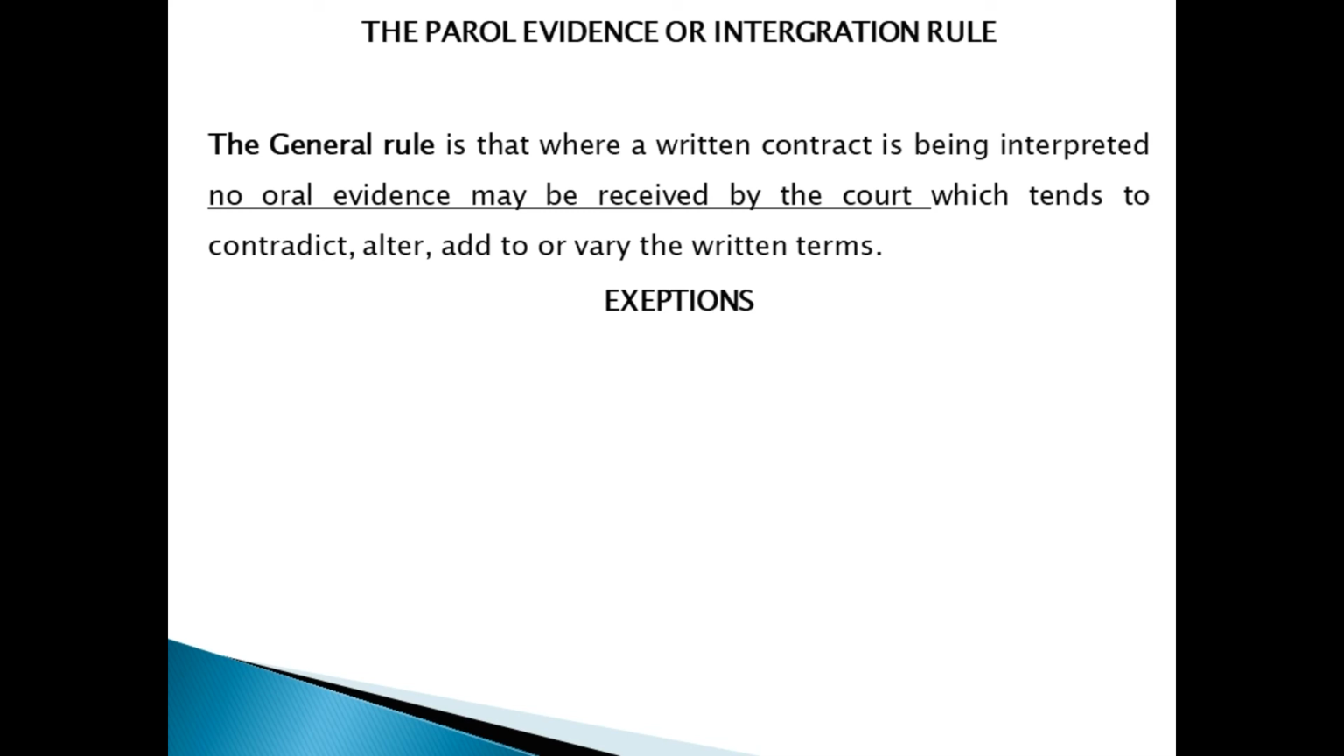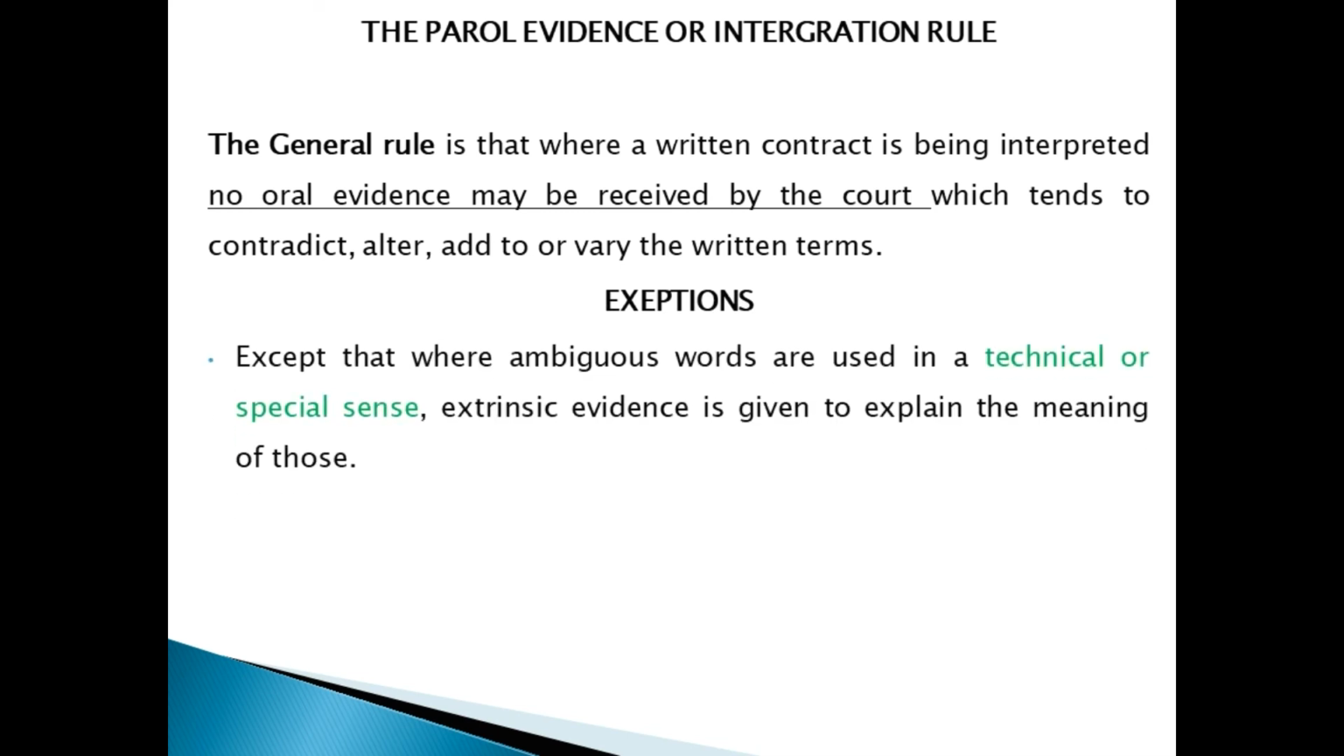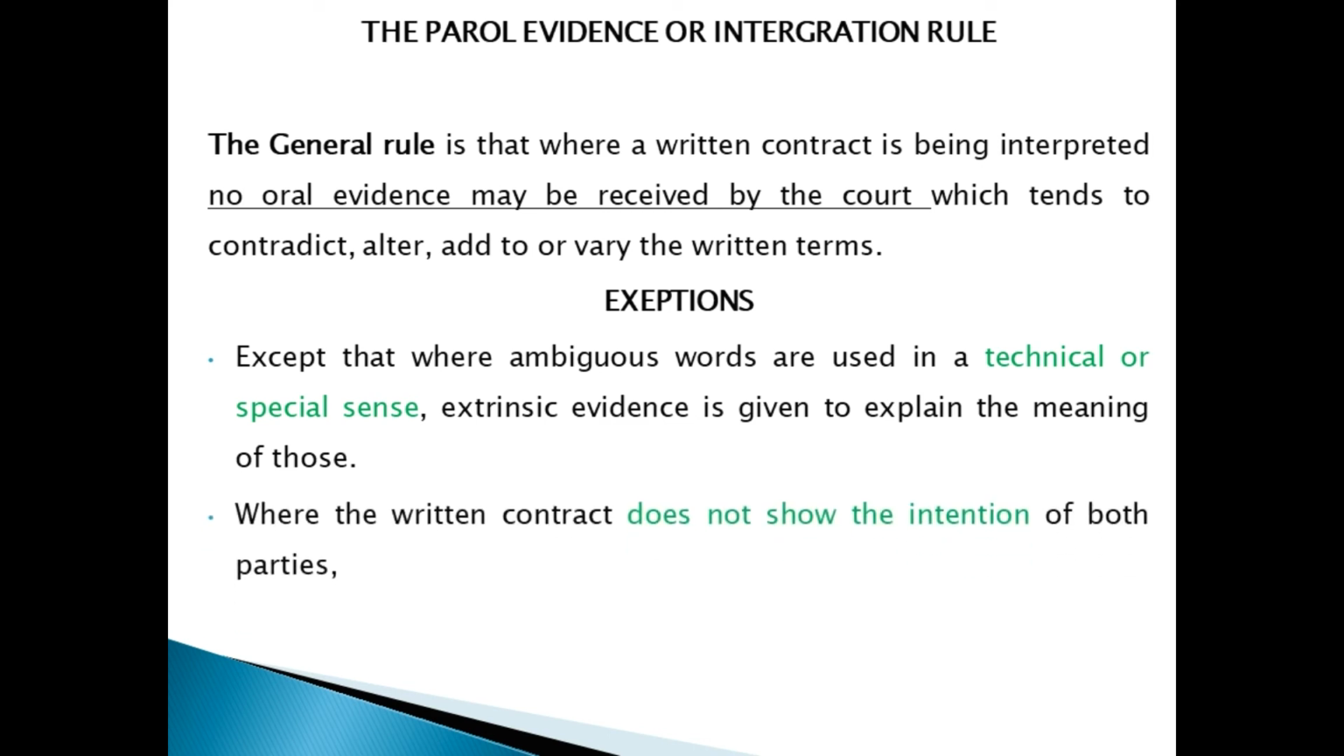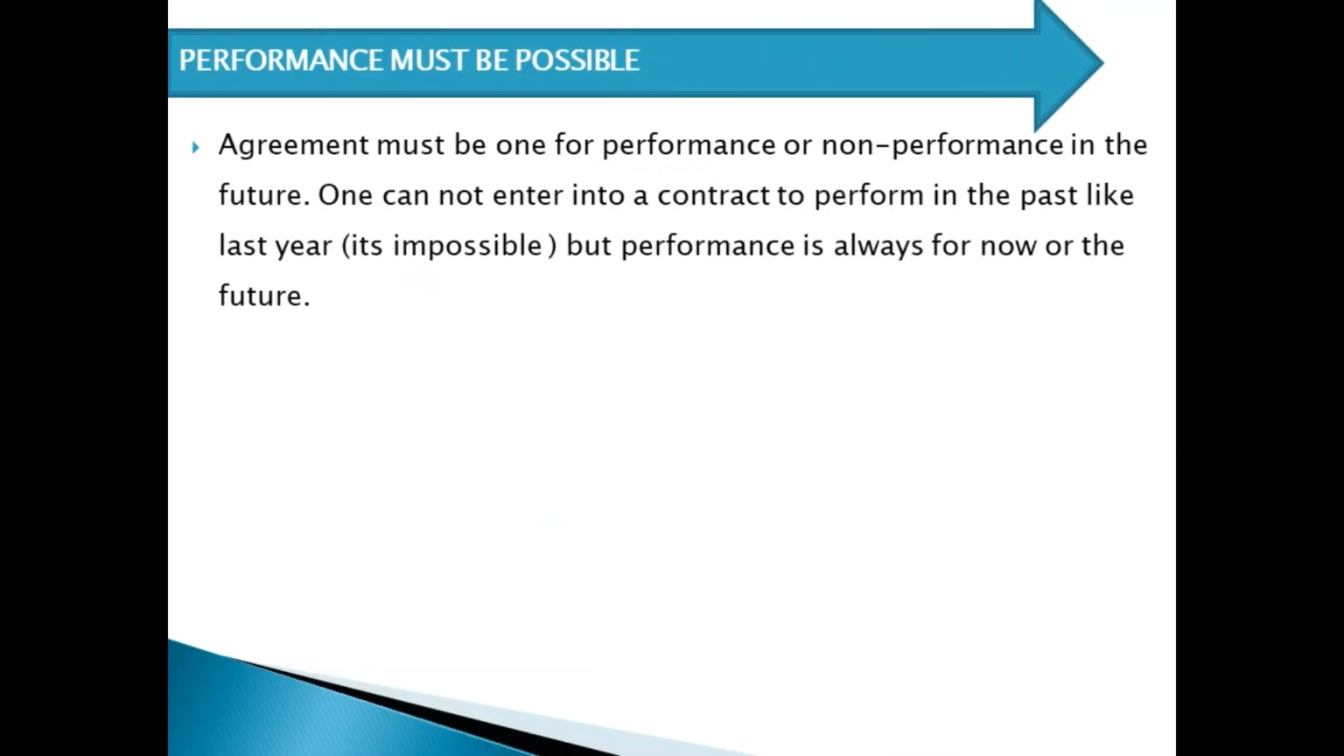The exceptions to the parole evidence rule are that where ambiguous words are used in a technical or special sense, other evidence is given to explain the meaning of those words. Where the written contract does not show the intention of both parties, oral evidence is also given. And in the case of fraud, misrepresentation and duress, oral evidence can also be accepted by the courts. That was all on that essential.